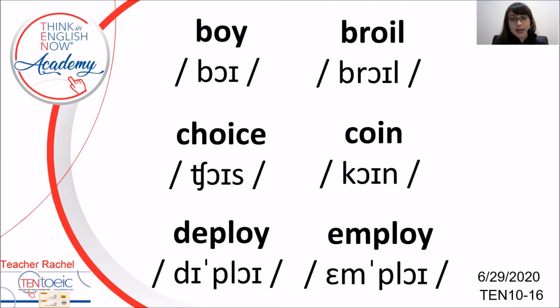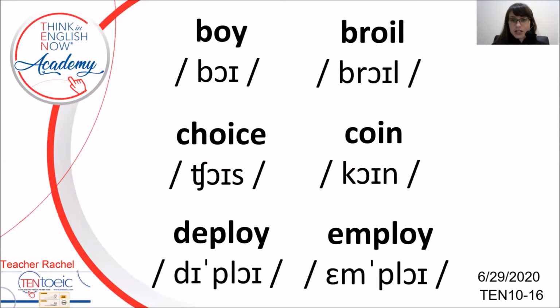Coin. This is a kind of money and it's small and round. So maybe a quarter, a penny, a dime, a nickel. These are all types of money and they're round. That's a coin.